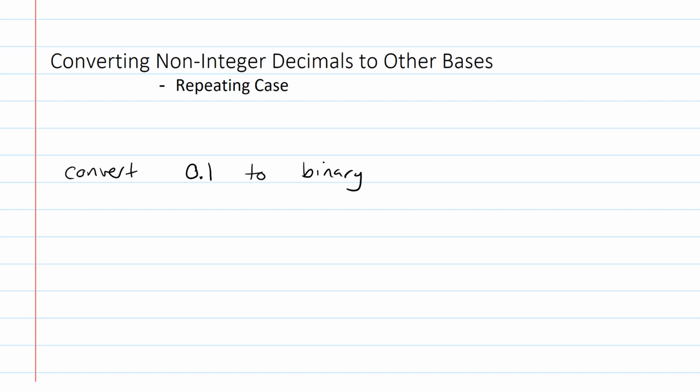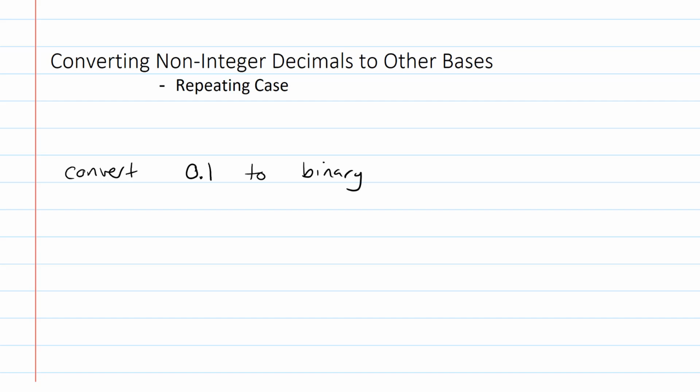In this video, we will convert non-integer decimals to other bases, and in particular, we're going to look at the case where the number in the other base is a repeating fraction. I don't want to call it a decimal here because in other bases you don't have decimals. So we're going to look first at converting, as our first example, 0.1 in base 10. You can see that there's no subscript, so this is a decimal number, to the binary number system.